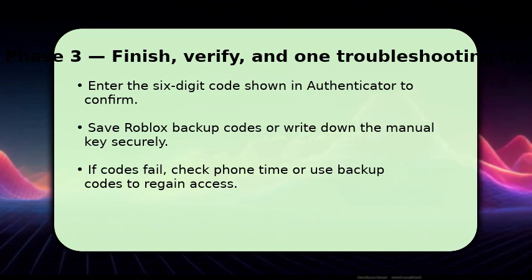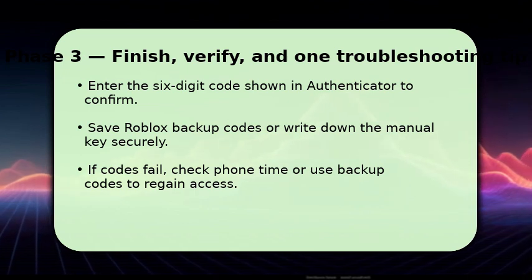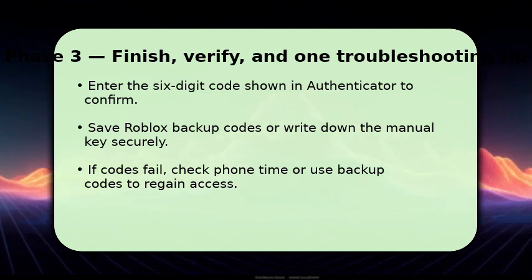If something goes wrong, first check that your phone's time is set to automatic and synced. If codes still fail, use a backup code to sign in. Then redo the Authenticator link to restore access.